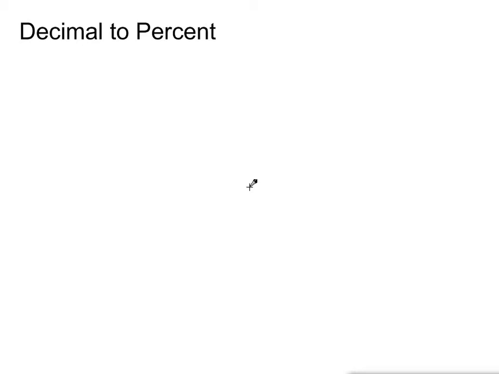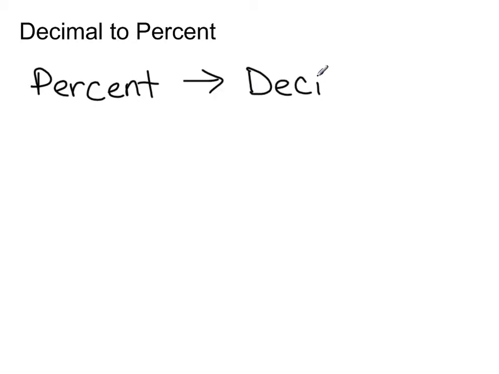All right, in this lecture you're going to learn about going from a decimal to a percent. Now, let's just quickly recap. When we went from a percent to a decimal, we would multiply by 100. So we would multiply, and I'm using X for multiply because some people like to see it that way, times 100. That's what we would do.